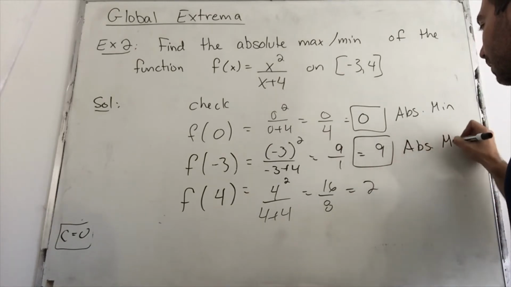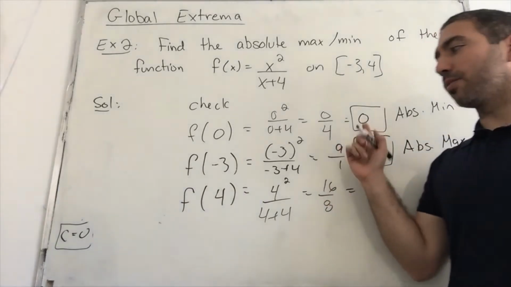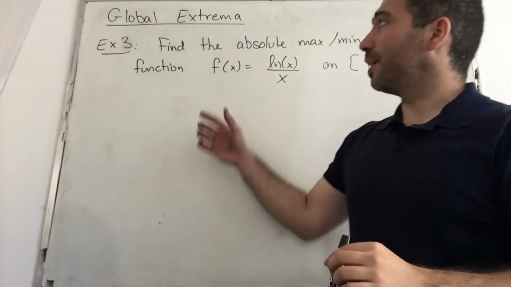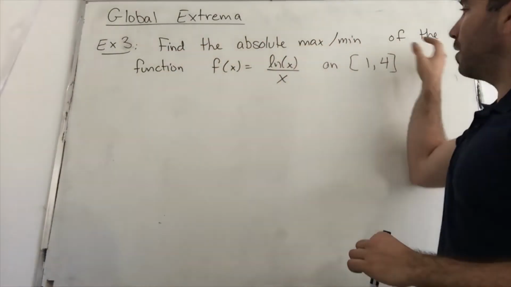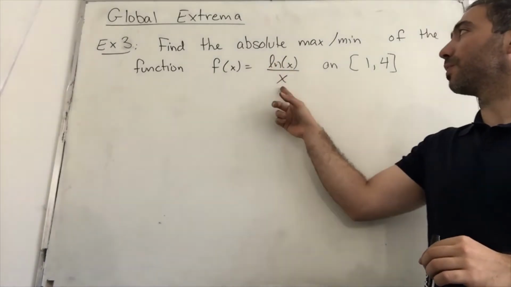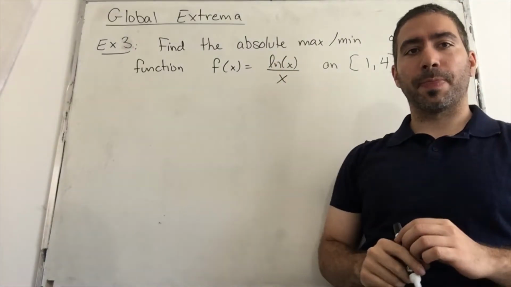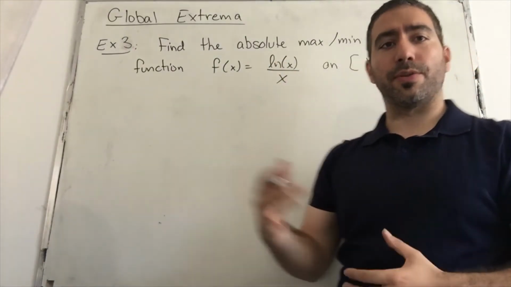So here the absolute max occurred at an endpoint. Okay, and those are our answers. So in this example here, very similar. Find the absolute max and min of the function f of x equals ln of x over x on the interval from 1 to 4. So pause the video, try to do this on your own, see if you can get it.